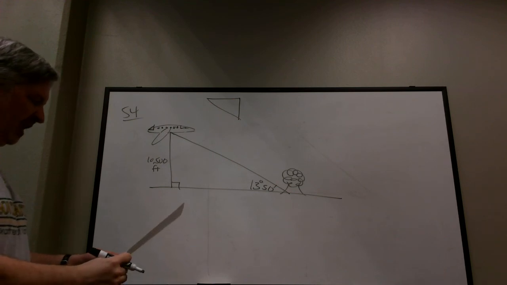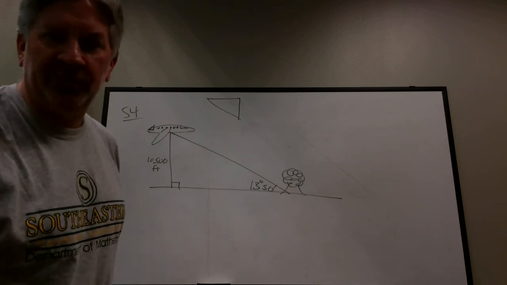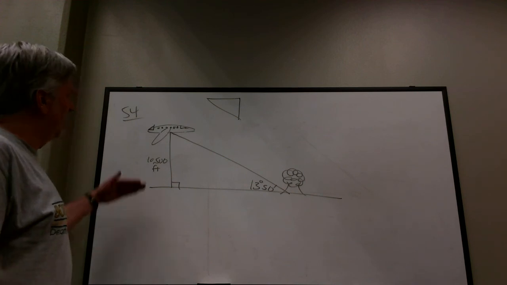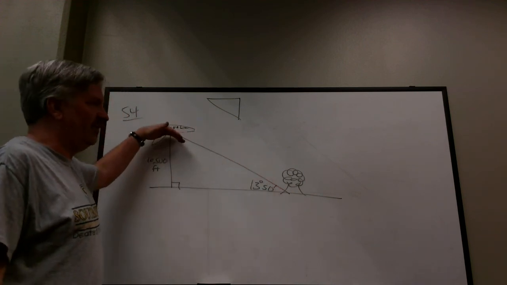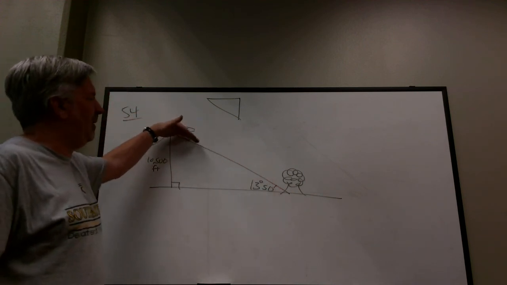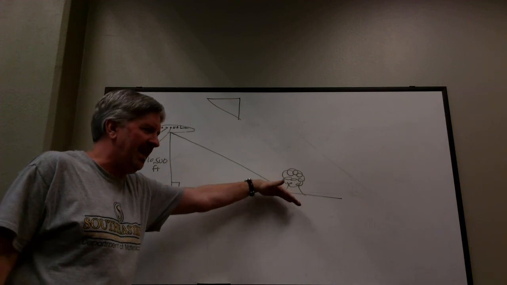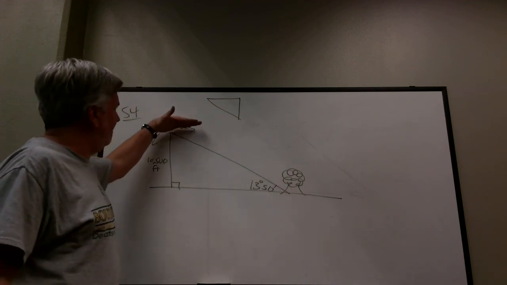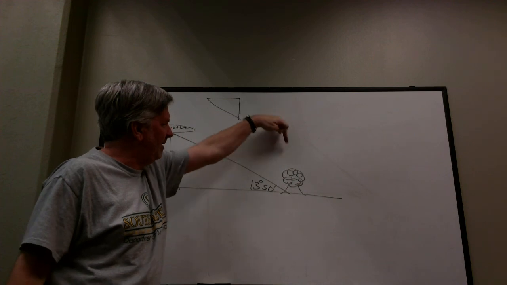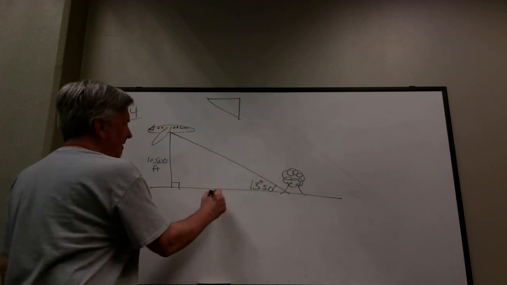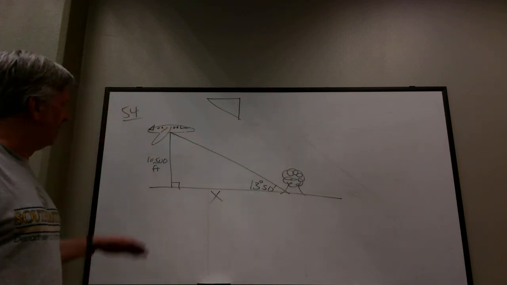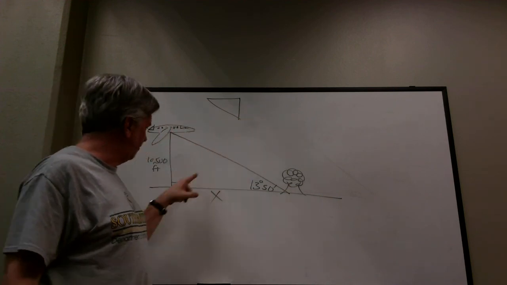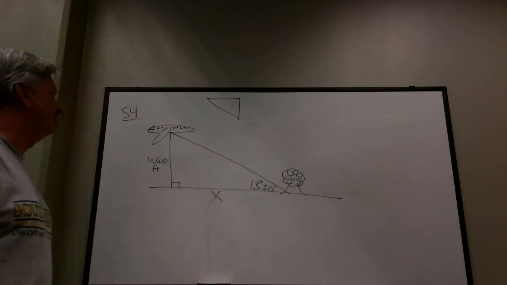How far horizontally must the plane fly to be directly over the tree? Now be careful. This is not the distance they're looking for. It doesn't say how far does it take for the plane to crash into the tree. That's not what it asks. It's asking how far horizontally does the plane fly to be directly above the tree? Well, that would be this distance down here. I'll just call it X. The distance it would have to fly to be over the tree is the same as the distance down here.